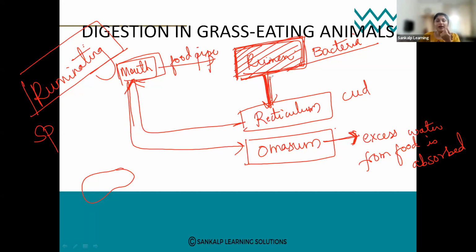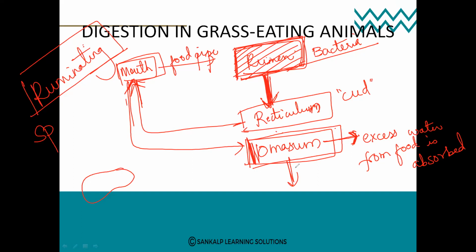Okay, then whatever partly digested food is there is sent to the reticulum. Now, in the reticulum, the partly digested food is called cud. From this reticulum, it is sent back to the mouth, where the food is thoroughly chewed, and then it is sent directly to the omasum. In the omasum, whatever excess water is present in this food is absorbed.